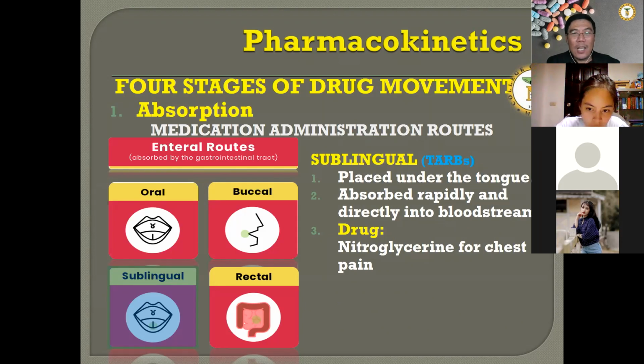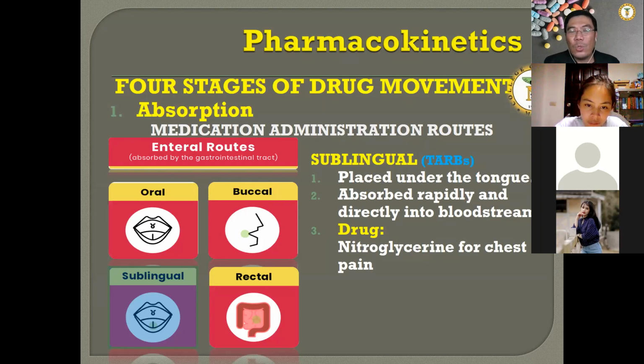Okay. Let us now proceed with buccal. What is our mnemonic for buccal? Cheeks and gums, pH. Okay, C-group. So C and G, what does it mean? Between cheeks and gums. Very good. Then it will require a certain level of pH. Okay, that's good. Now, let us proceed with sublingual.